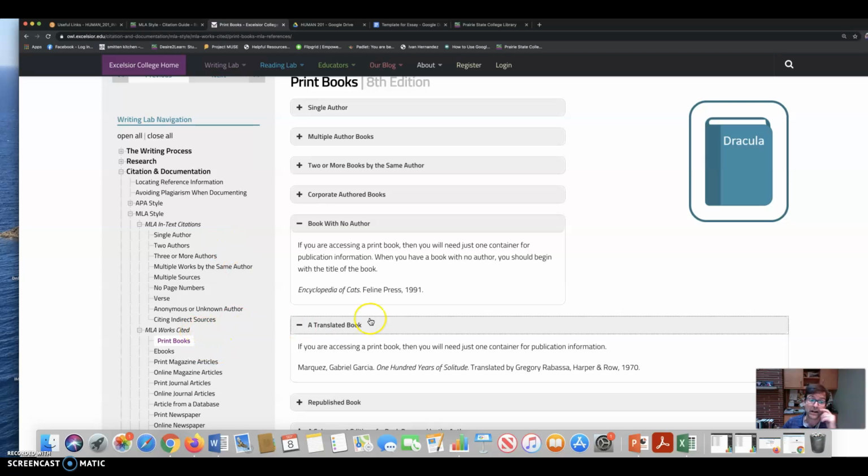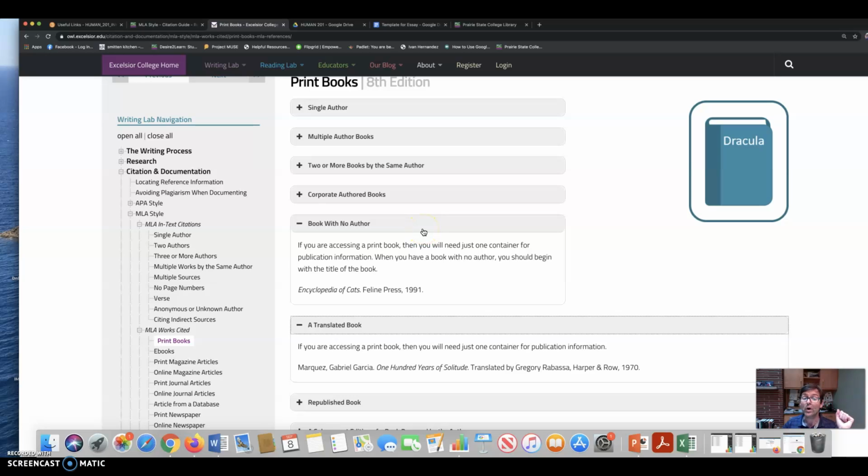Let's start with the works cited page. So I've gone to print books. Okay, we're reading Gilgamesh and Genesis. Those are print books, and there are different types of print books. Some have a single author. Some have multiple authors. But some books have no author, and that is Gilgamesh. We don't know who wrote Gilgamesh.